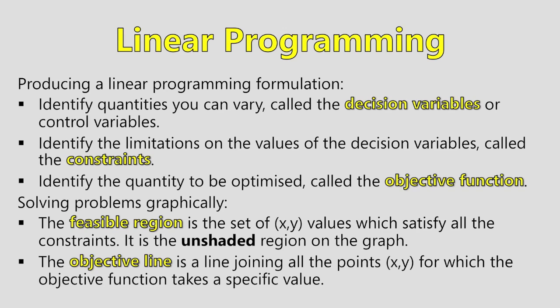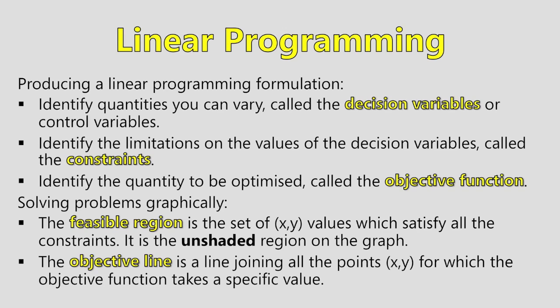To produce a linear programming formulation, you identify quantities that you can vary, called the decision variables, or the control variables, so the ones that you can change. Then you identify the limitations of the values of the decision variables, and these are called the constraints. And then you identify the quantity to be optimized, called the objective function.